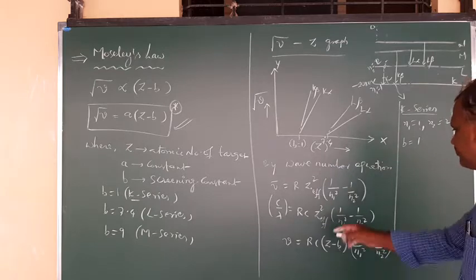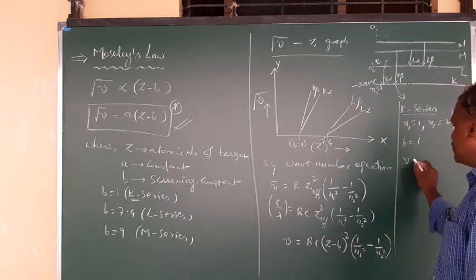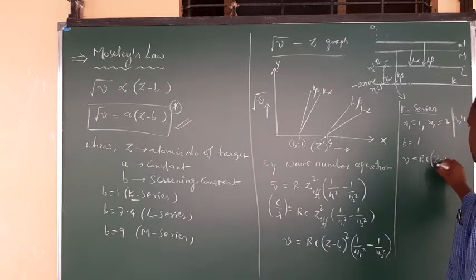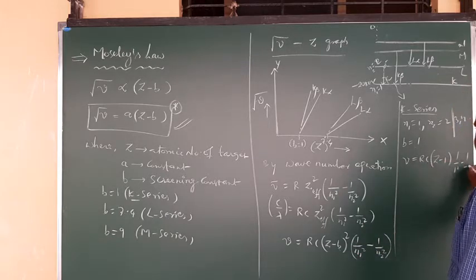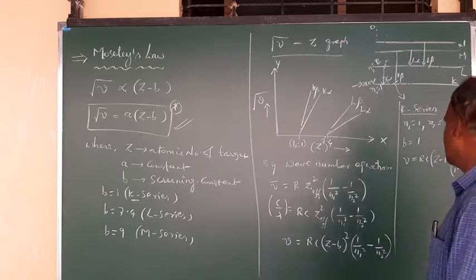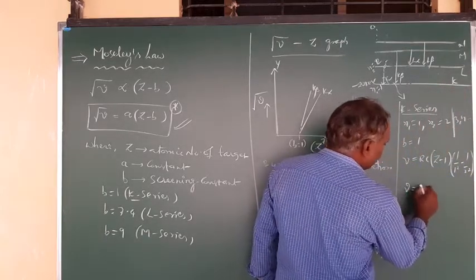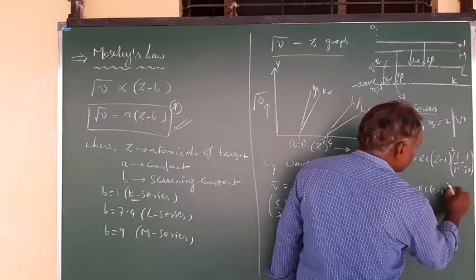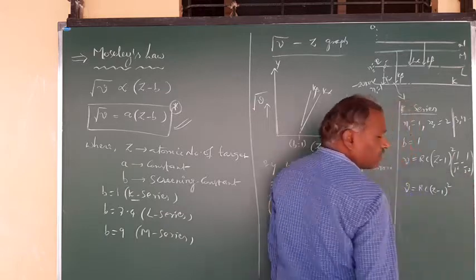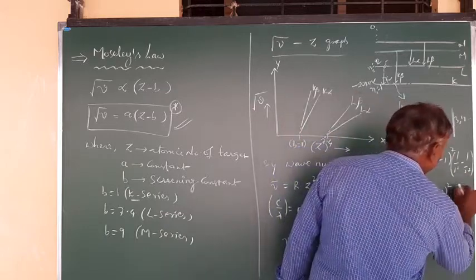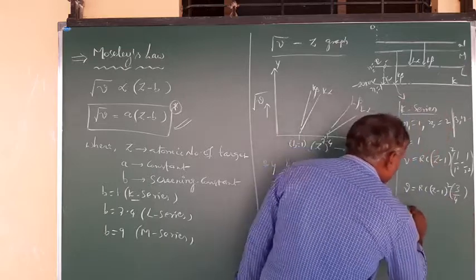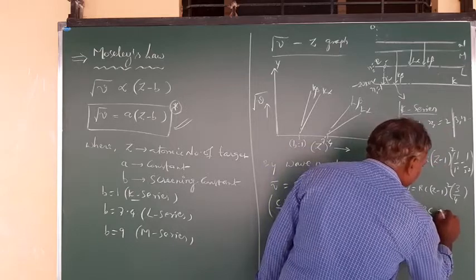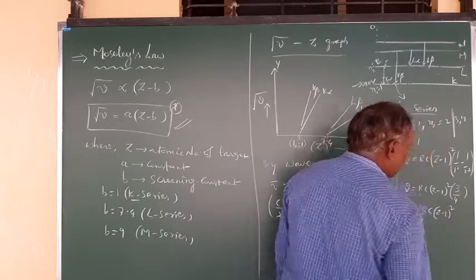That is, frequency nu is equal to RC into Z minus 1, here 1 by 1 square minus 1 by 2 square. So this frequency is equal to RC into Z minus 1 whole square. Here it is 1 minus 1 by 4, it will become 3 by 4. So that means I can write nu is equal to 3 by 4 times RC into Z minus 1 whole square. That is what you can get.